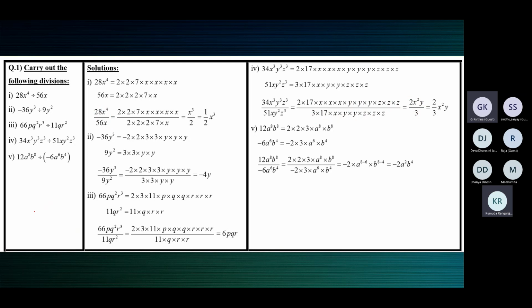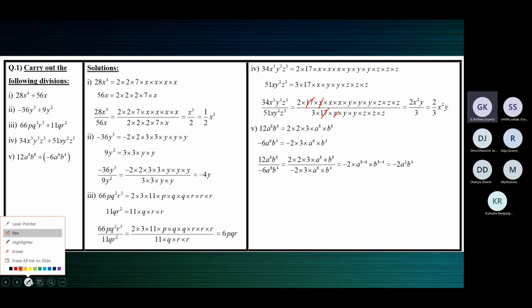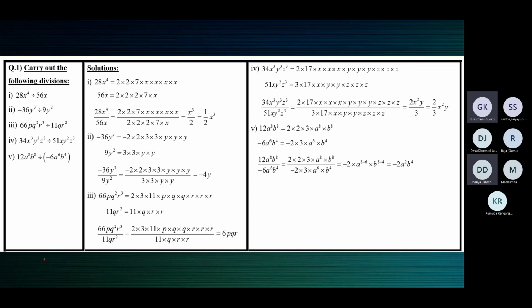You have to show the cancelling, children. Here I have not, but you must. It might look clumsy, you know, the slashes, so I have not done it. You are actually slashing x and x, 17 and 17. You must slash it like this. Understood, children? Yes, ma'am. Yeah, take a screenshot.